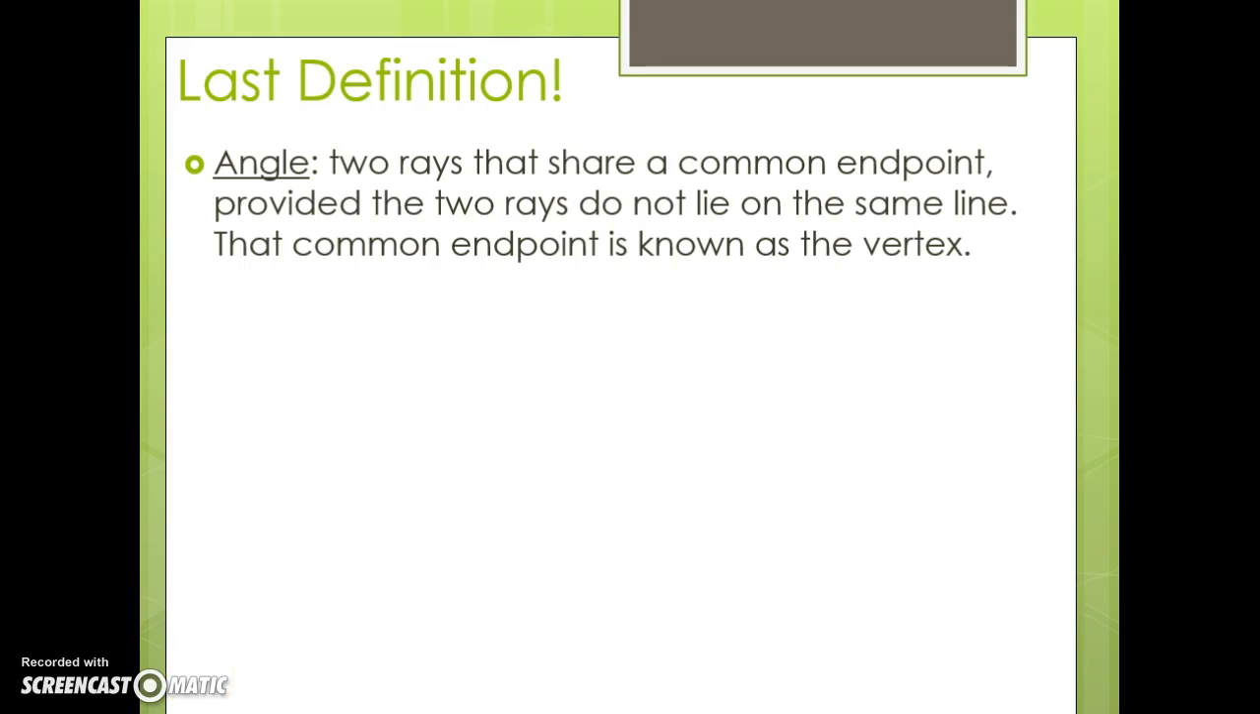Common endpoint, provided that the two rays do not lie on the same line. That common endpoint is the vertex. Here's what it would look like as a picture or model. E right here is what we would call the vertex. It's like where they meet up. So this right here is the vertex.